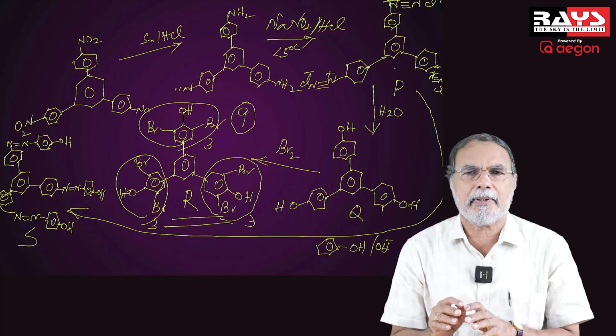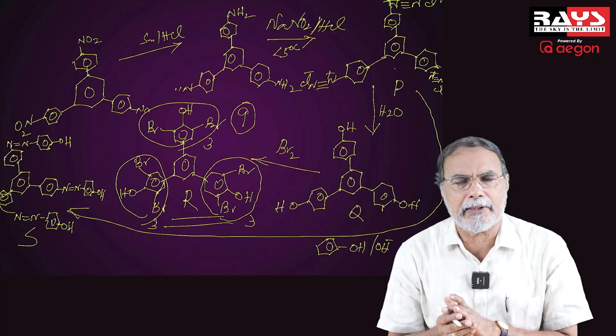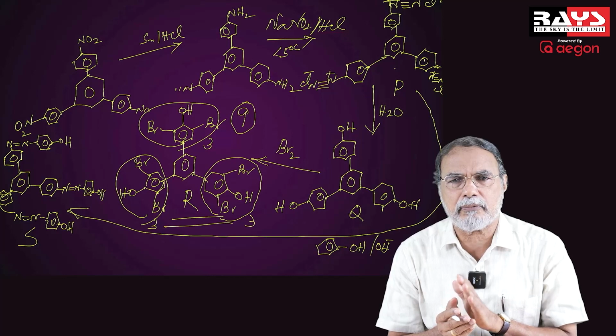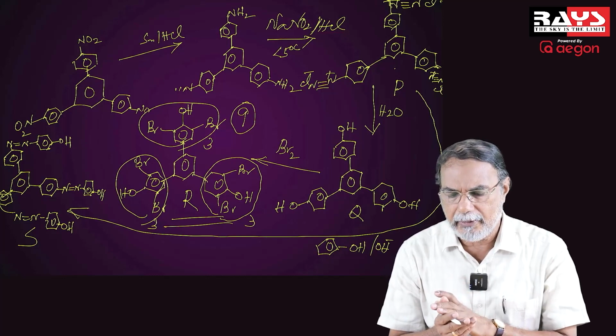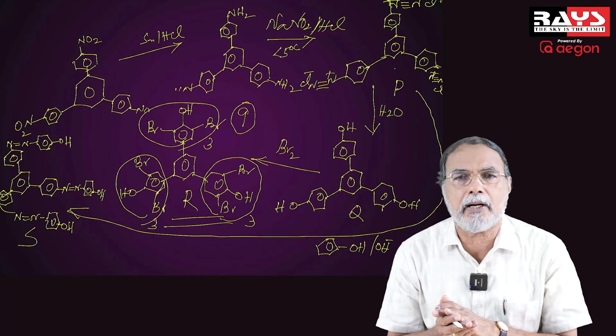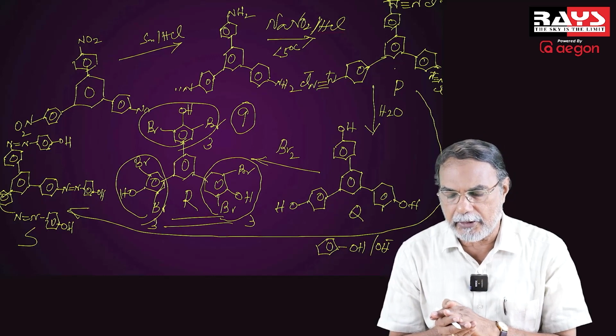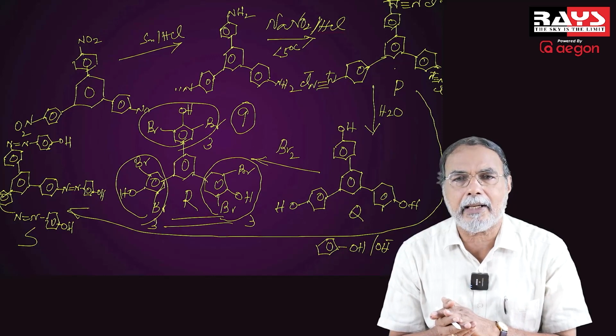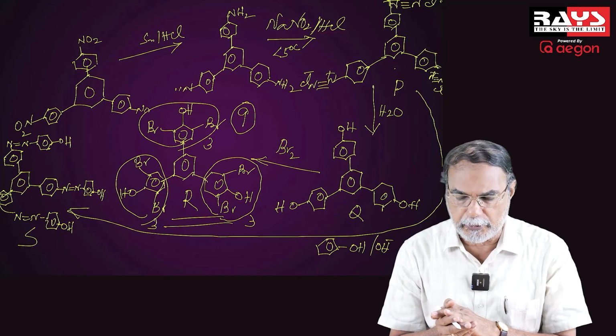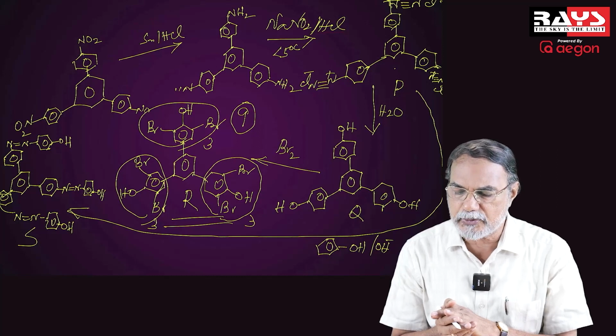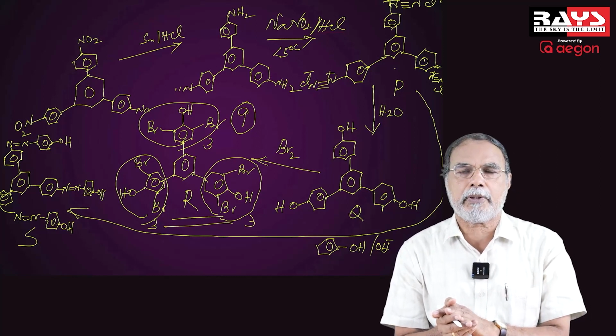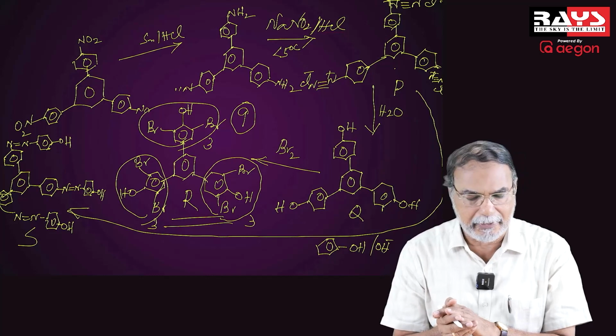Very simple. Count the number of heteroatoms. The 2 bromine atoms and 1 oxygen atom in one ring. So 3 such rings in the compound R, and therefore you have 3 into 3. That is 9 heteroatoms in the compound R. So the answer is 9.